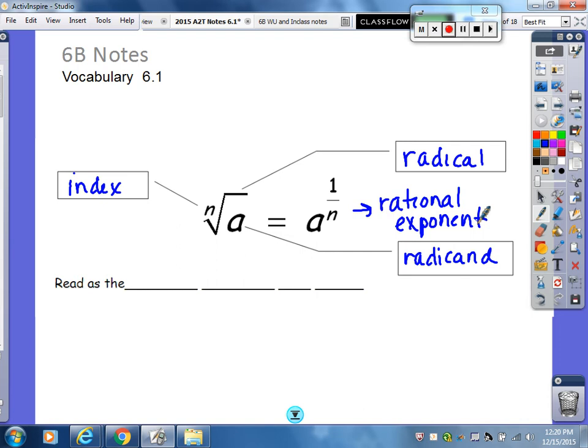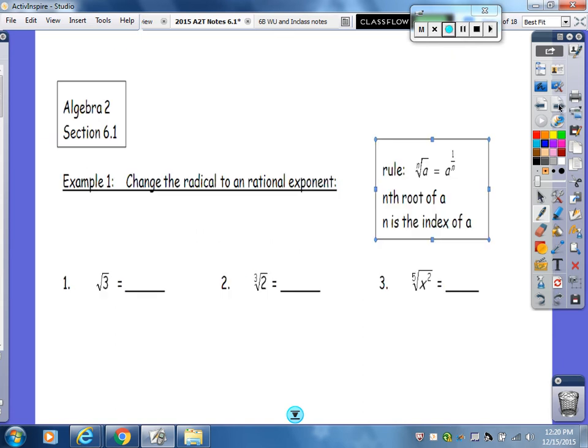Now you read this as the nth root of a. You're very familiar with square roots when n is 2, but now we're going to be looking at numbers other than 2. n has to be greater than or equal to 2. There's not such a thing as a first root. Alright, so first of all, let's just practice using the vocab, and then we'll get into some computations and fun stuff.